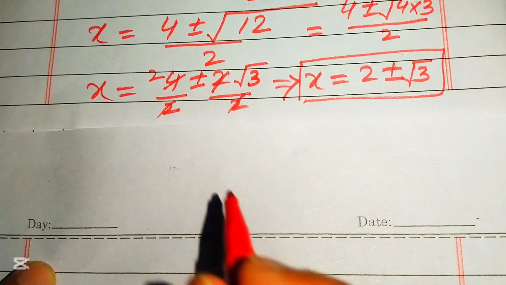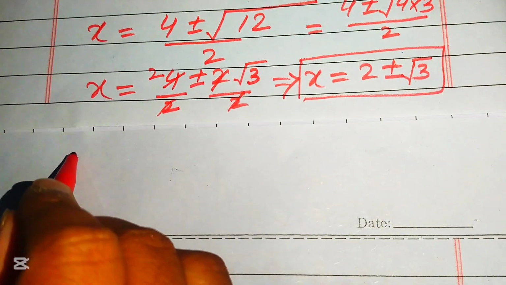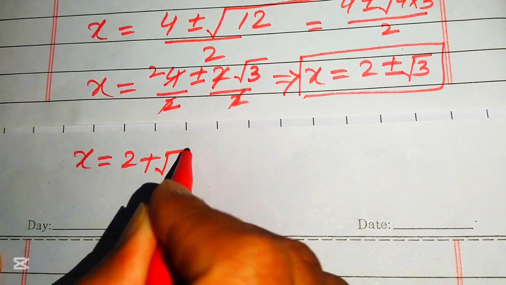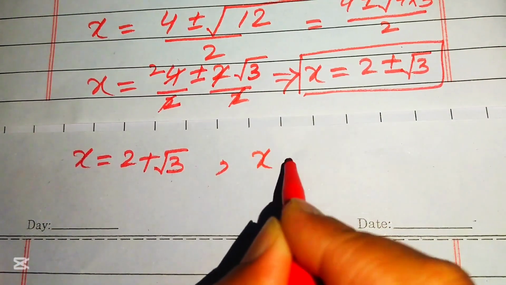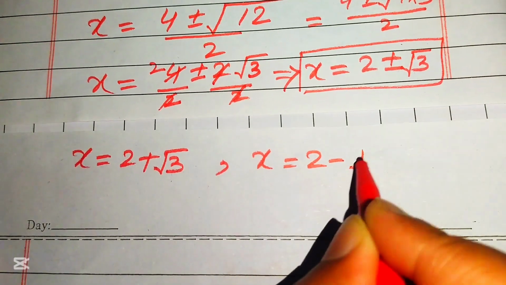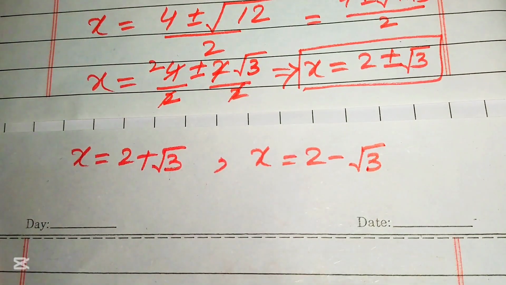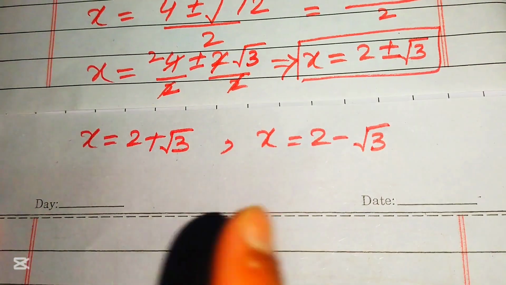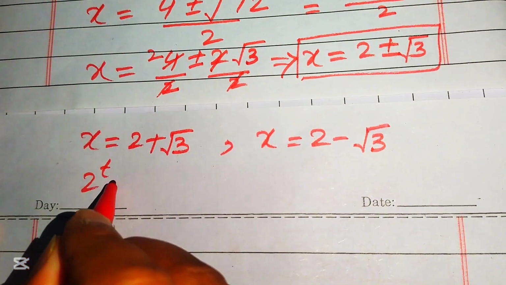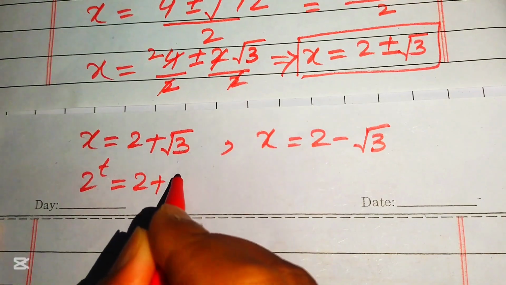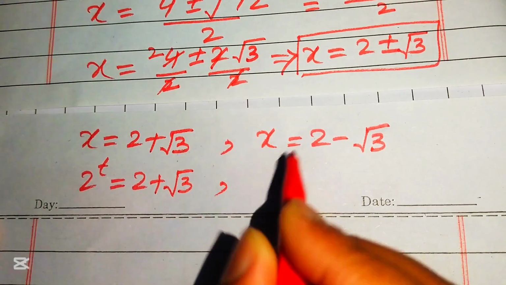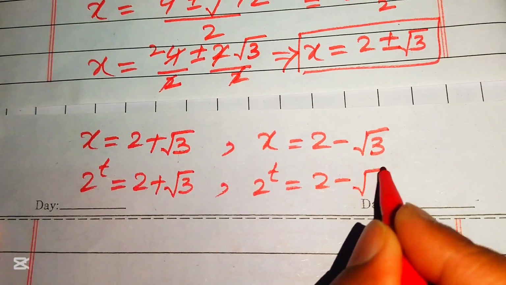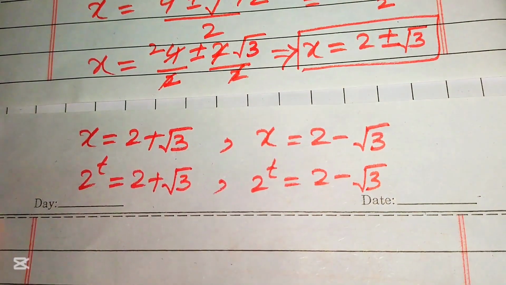So that here we separate these two values. Here we write the positive value, it is 2 plus square root of 3, and here we write the negative value, it is 2 minus square root of 3. And now we need to back substitute the value of x, and we know the value of x is 2 to the power of t. In this case 2 to the power of t equals 2 plus square root of 3, and in this case we have 2 to the power of t equals 2 minus square root of 3.